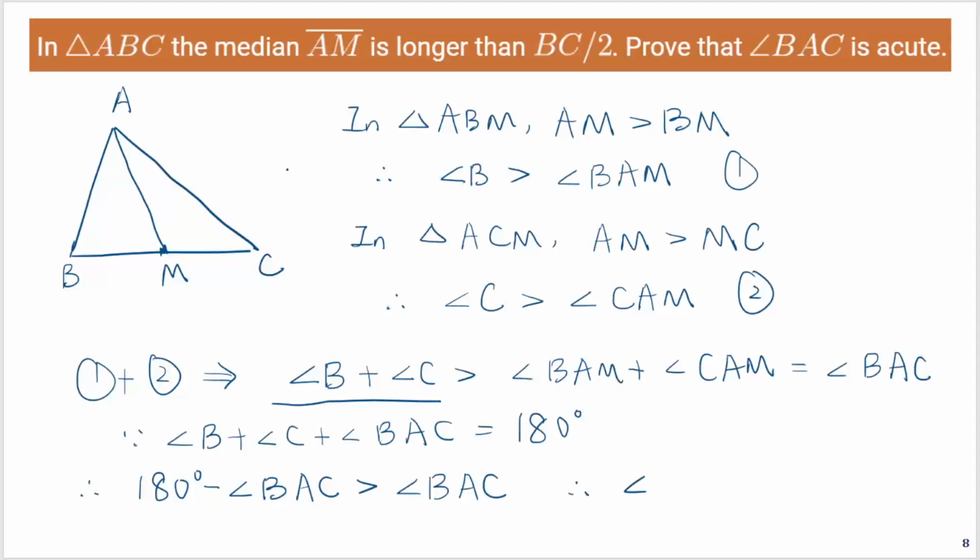And therefore we know twice angle BAC is less than 180 degrees, therefore angle BAC is less than 90 degrees, right? Therefore angle BAC is acute. Did you get it? So we can use the relationship between length inequality and angle inequality to prove this. Any questions?